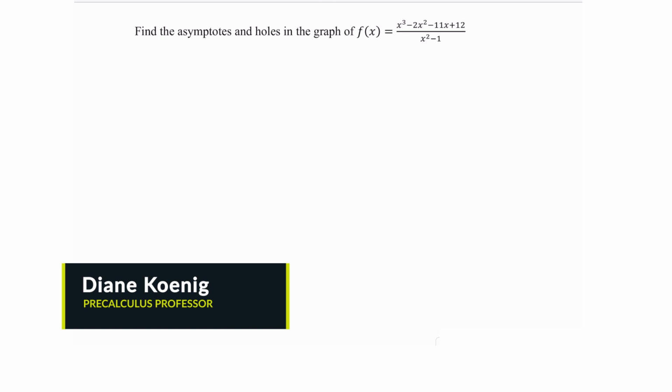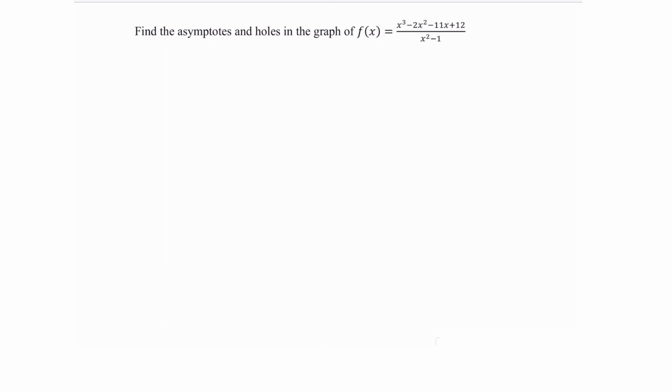Welcome to the video on finding asymptotes and holes of the graph of a rational function. With the asymptotes, we want to remember that we're looking at both the vertical asymptotes, if it has any, as well as horizontal or slant asymptotes, and then whether the graph also has a hole in the graph.